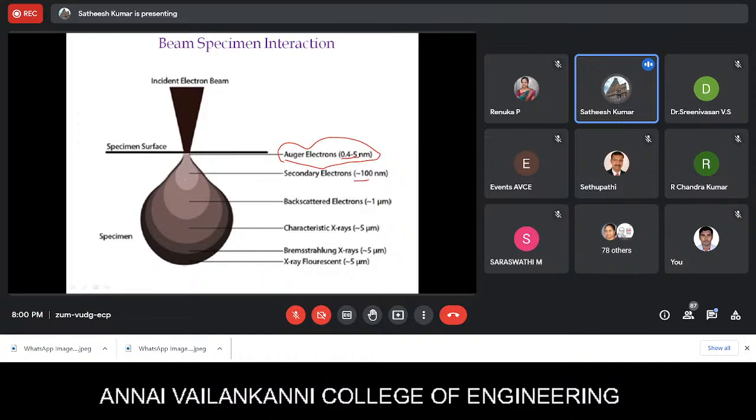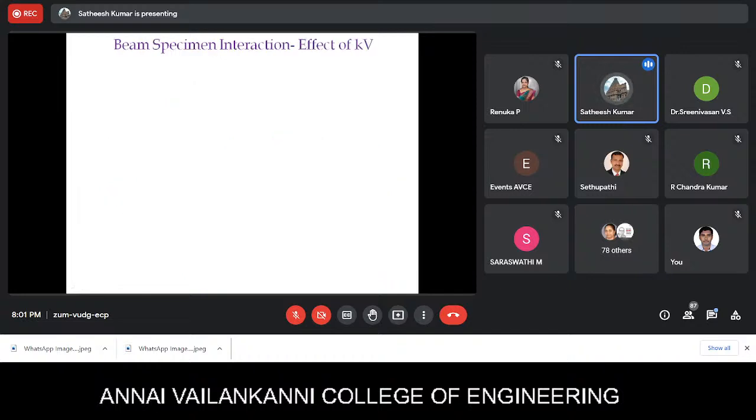Again, this comes from a depth of 100 nanometers. Then we have the backscattered electrons, where the information comes from a 1 micron depth. Next we have characteristic X-rays, which come from a depth of up to 5 microns, and these are used for the chemical analysis of the sample we are examining. There are also other signals like Bremsstrahlung X-rays and X-ray fluorescence. We also have some electrons that are transmitted and come directly down, and these are also used in some techniques.